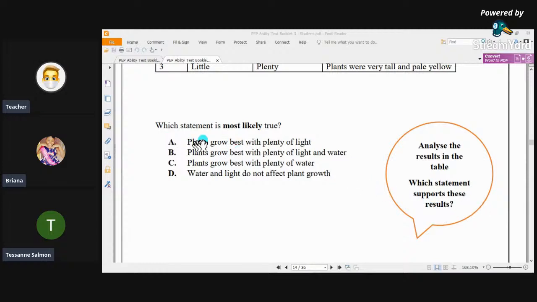All right, let's look now. Plants grow best with plenty of light. Plants grow best with plenty of light and water. Plants grow best with plenty of water. Water and light do not affect plant growth.